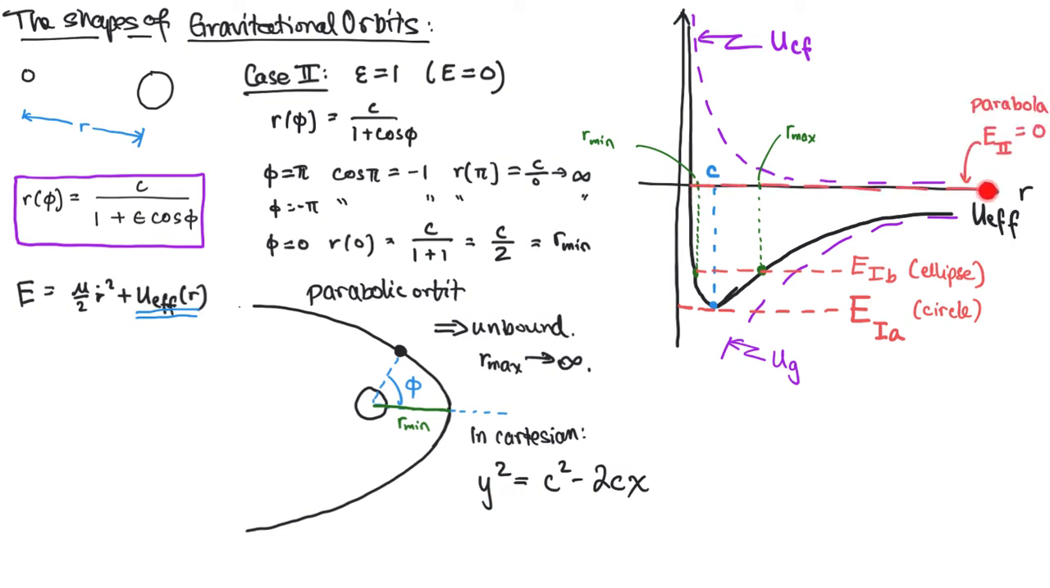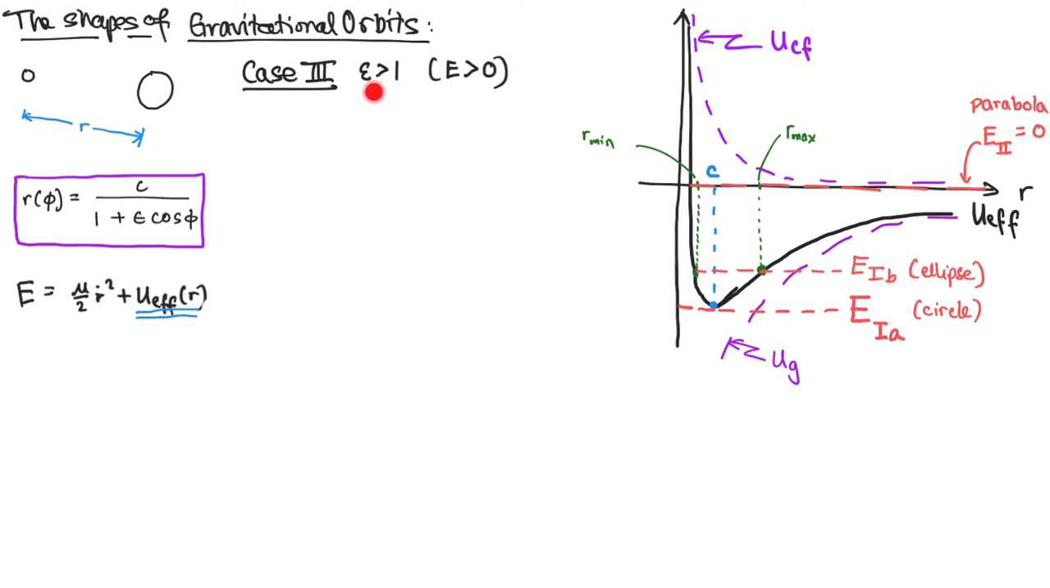We can then annotate our energy diagram to show what energy you need for this case, case 2, and that is an energy of 0. Okay, at an energy of 0, you do not have a turning point on the right side, so R max is infinite, but you will have a turning point on the left side. You'll have an R min, which is c over 2. And notice it's kind of represented here. If the circular orbit scale is c, we go about halfway towards the origin, and that's c over 2. The final case to discuss is the only remaining option, which is epsilon bigger than 1. So we'll get to that next.